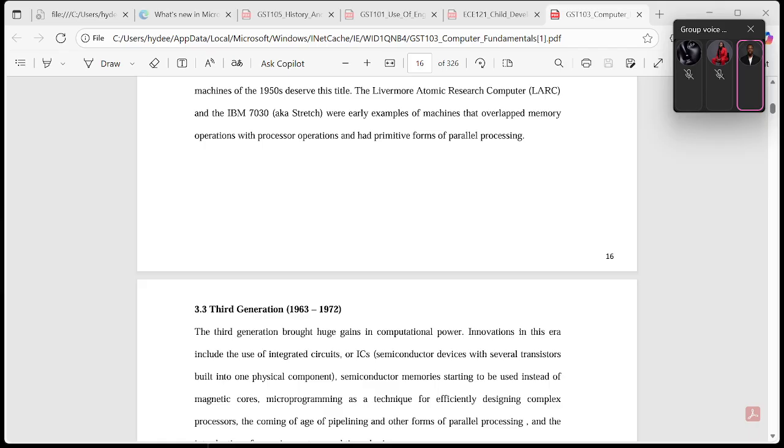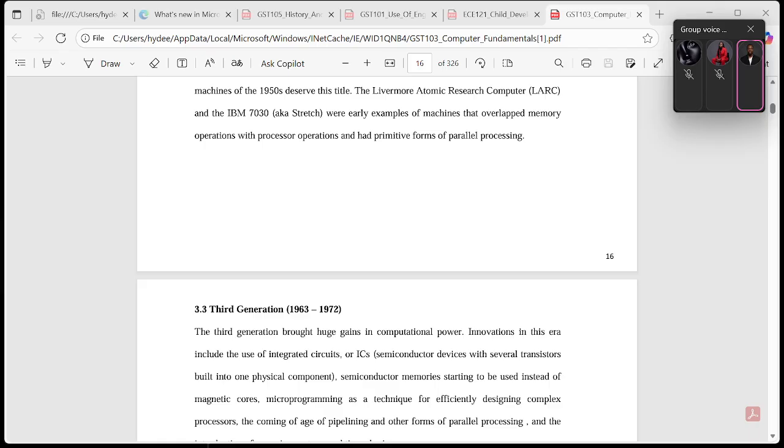So you can see the breakdown of the architecture. The CDC 6600 in 1964 was the first to use functional parallelism, at 1 MFLOPS. And the CDC 7600 was considered the first vector processor, at 10 MFLOPS. And then they introduced operating systems and time sharing.